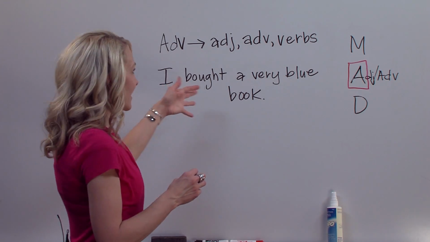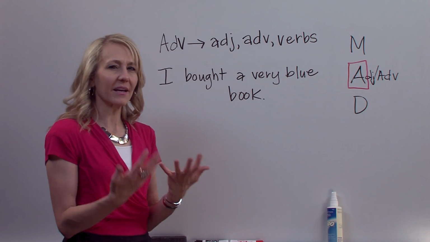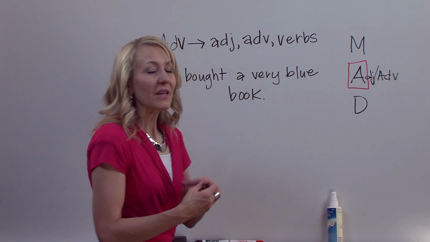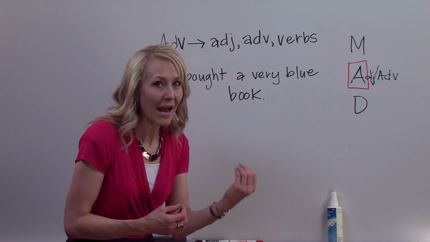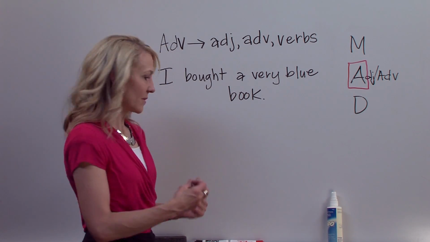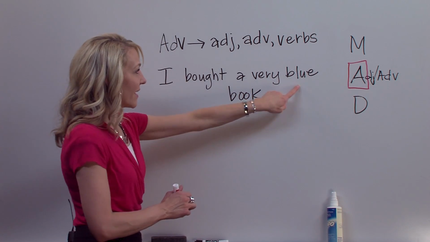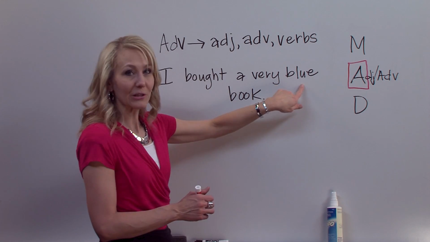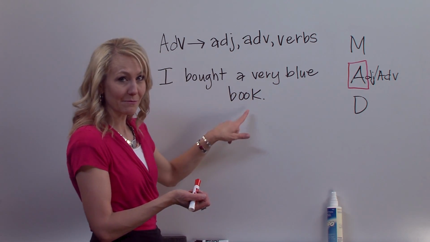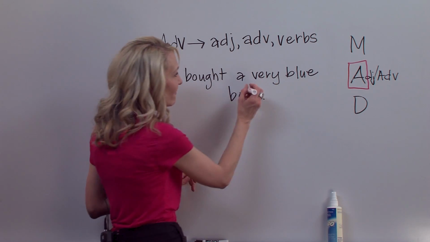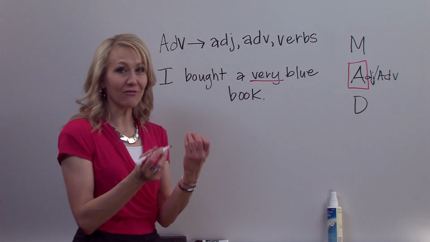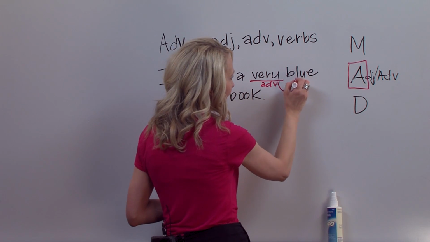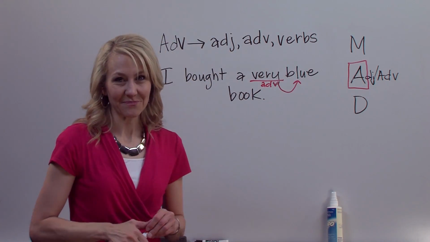So let's look at this sentence and try to identify. Sometimes people get confused because they go, do I have multiple adjectives in here? Well, the reality is, if you've got a word modifying another adjective, it's going to be an adverb. So here again, I bought a very blue book. Remember, blue is my adjective, modifying book. And in this case, very is my adverb. And very, I know it's an adverb because it's modifying the word blue.